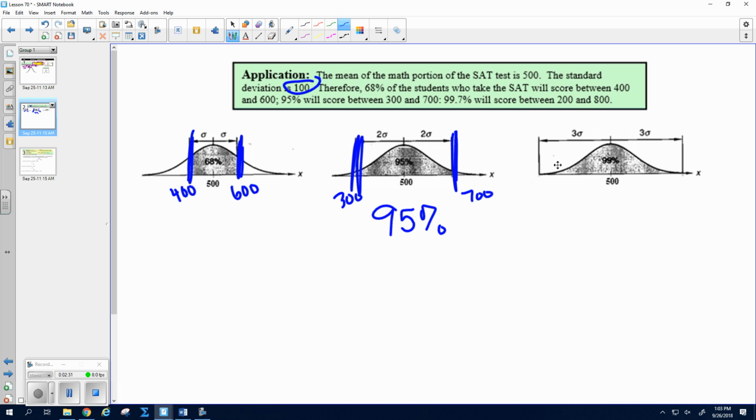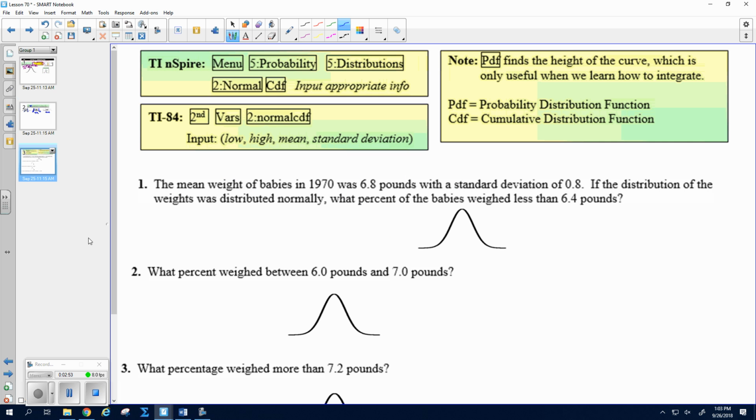Okay, and the last one is 99.7%. The book originally teaches this as 99%, but I don't know why, because it's supposed to be 99.7. So in stats, if you go 3 standard deviations above and below the mean, that is always 99.7% of the data. Okay, so almost all the data will be within 3 standard deviations of the mean. We're going to calculate these on our calculator.